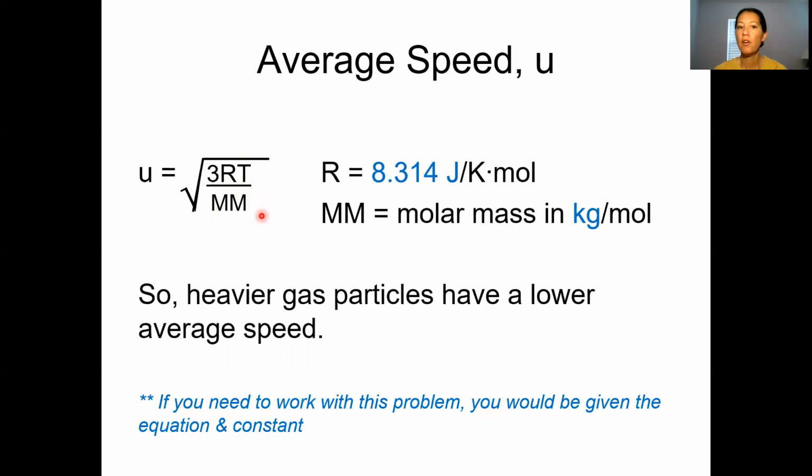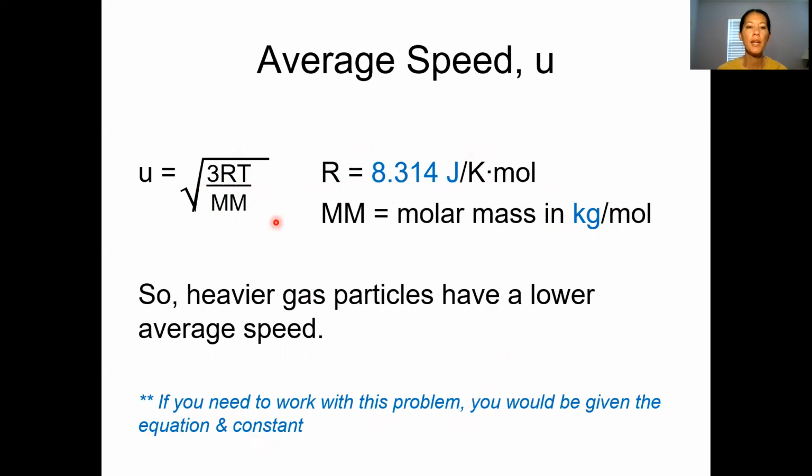Because of the units involved here, the R value is not our typical R value. So our R value is different. It's 8.314 joules per Kelvin mole. And the reason is we're going to be working in joule units, which can translate to kilograms, and thus molar masses in kilograms. I do not have you use this equation for any calculations. If for some reason it shows up, you would be given the equation and the constant to use.